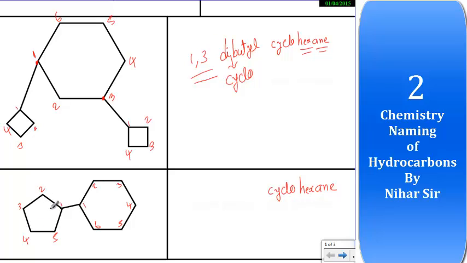Now this is again in cyclic form, right? And branching off is on number 1 only, because I have to start the numbering from the branching off, so I must start numbering from here. So there are 5 carbons in the branching off. So first of all I will write yl, then there are 5 carbons, so pent, right? And they are in cyclic form, so I will write cyclo. And I can write 1 over here, but if I don't write it, it's fine. But this is 1-cyclopentyl cyclohexane. This is 1-cyclopentyl cyclohexane.